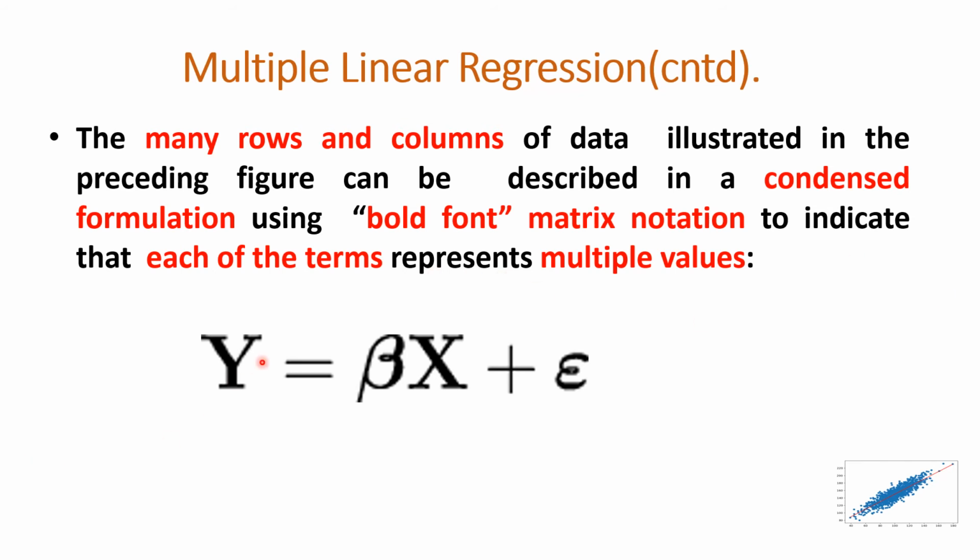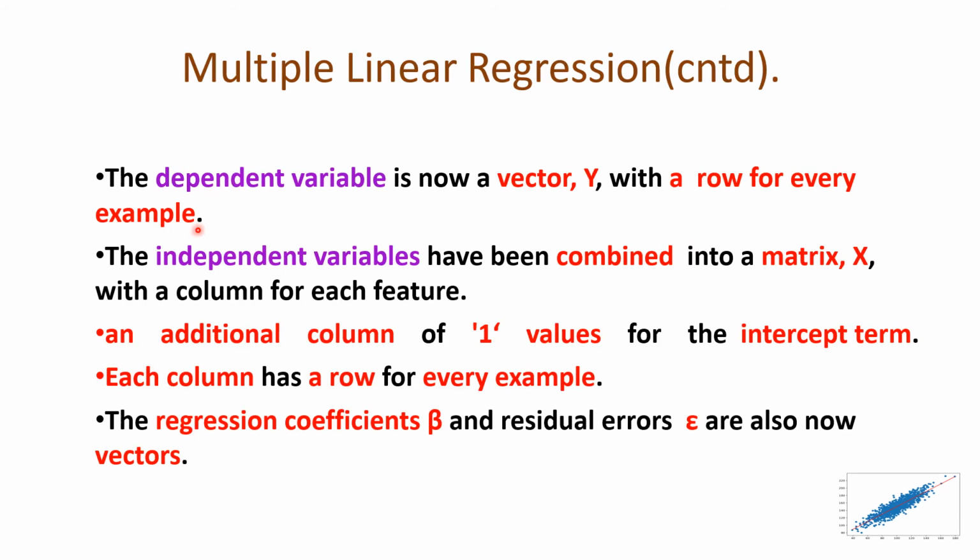So our equation is like this: y is equal to beta x plus epsilon. So the dependent variable is now a vector y with a row for every example. So in the previous diagram, we can say that y is an array. Y can take multiple values for multiple x values. The independent variables have been combined into a matrix X with a column for each feature. We already saw in the figure that X is like a matrix.